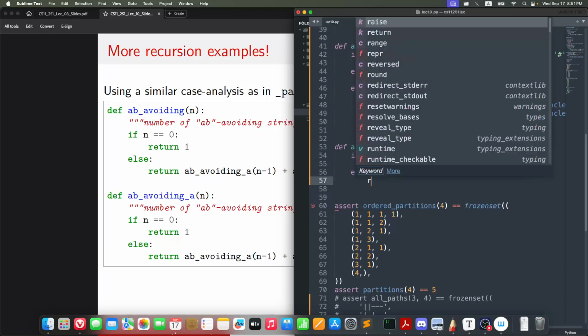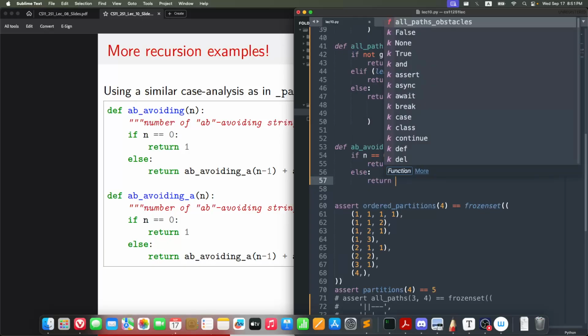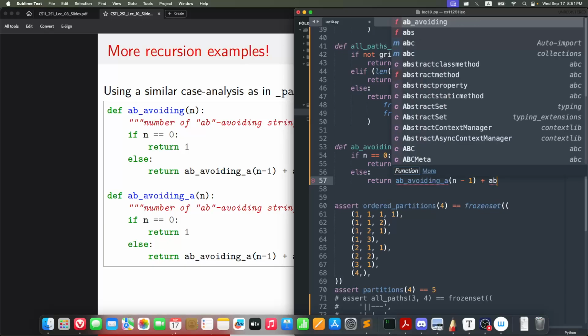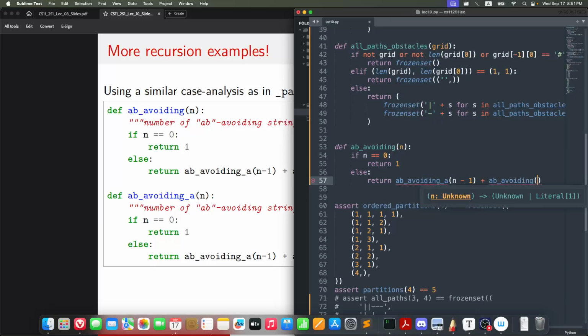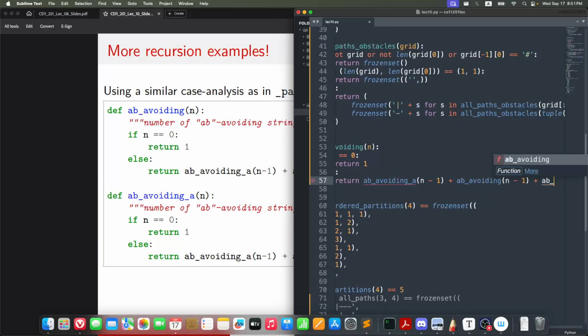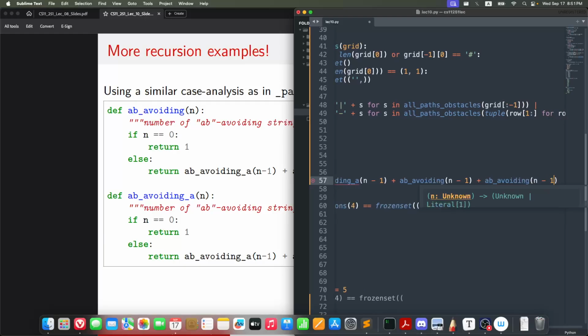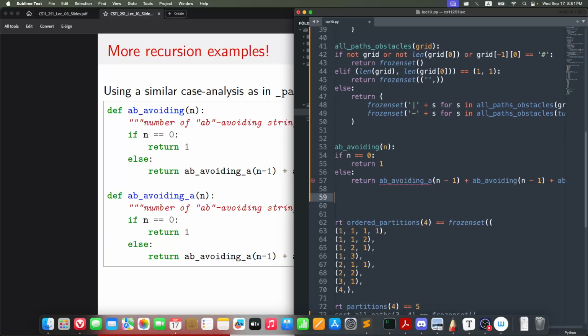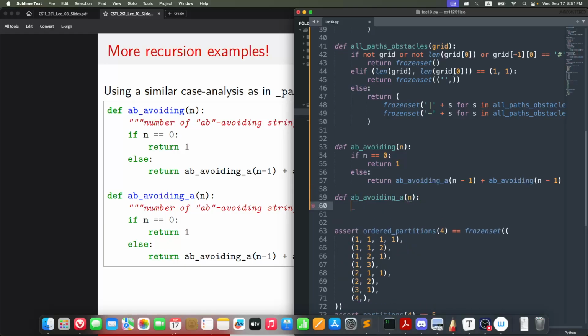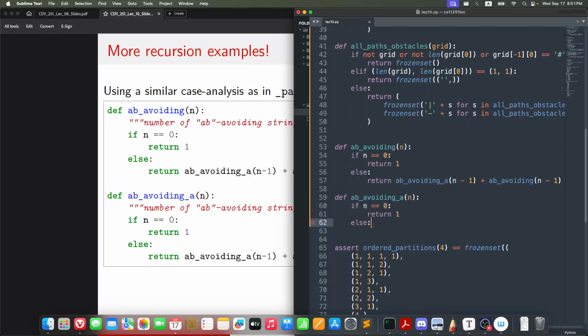Otherwise, return: if we chose A as the first character, that's AB avoiding A, n minus 1, plus if we chose B as the first character, that's AB avoiding n minus 1, plus if we chose C as the first character, that's also AB avoiding n minus 1. Now we need to write AB avoiding A. Similarly, if n is equal to 0, return 1.